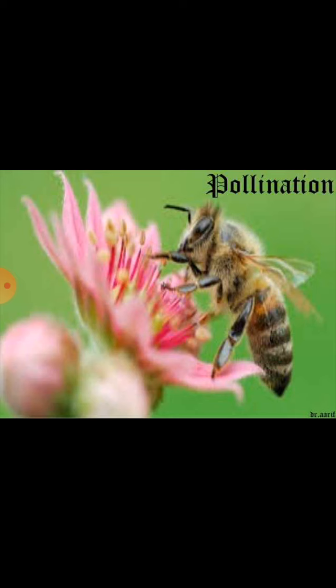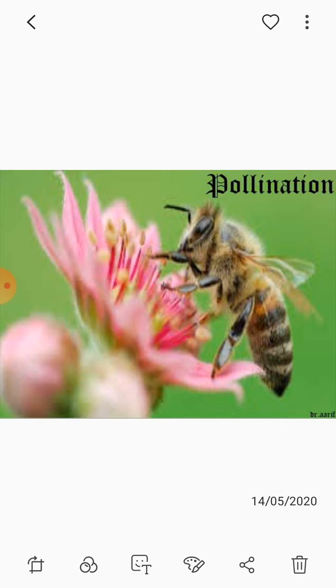So, do you think a fruit and seed can form without pollination? So, the main events of pollination, let's discuss one by one.